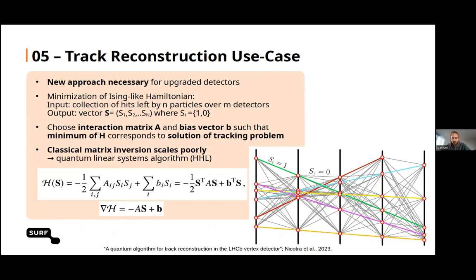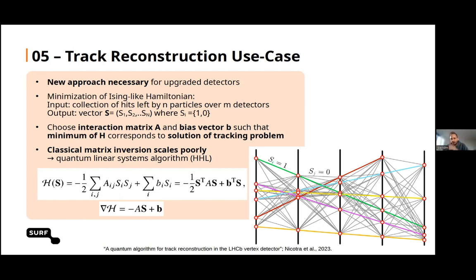And so the reason people were looking into this again is because they want to upgrade their detectors. So kind of going to the high luminosity era of these experiments where they have a lot more events and a lot more tracks. And then they were looking at, is there anything better that we can do than the current approaches, which are purely classical? So they looked into these new approaches and came up with a new formulation of the problem as a minimization problem of an Ising-like Hamiltonian, as you see it here on the bottom.